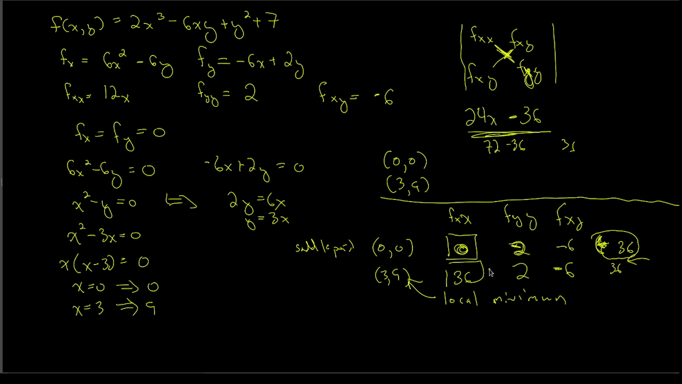And if we were to run and graph this, we could see these saddle points happening. And maybe on the next video, we'll look at that. So we have a saddle point and a local minimum.